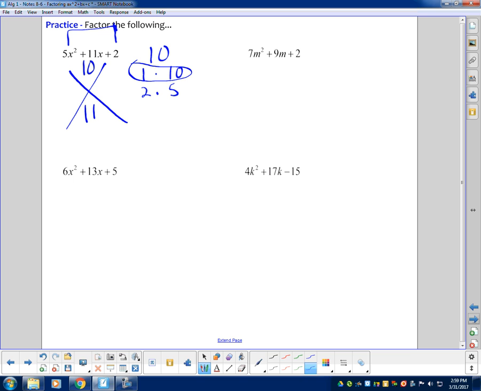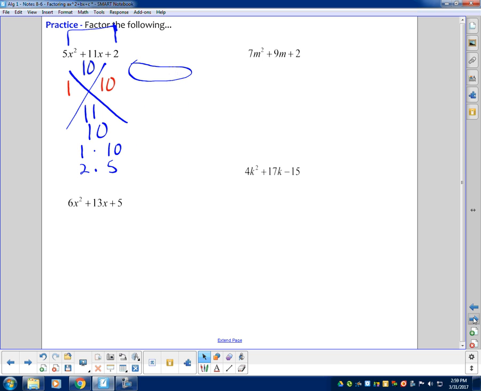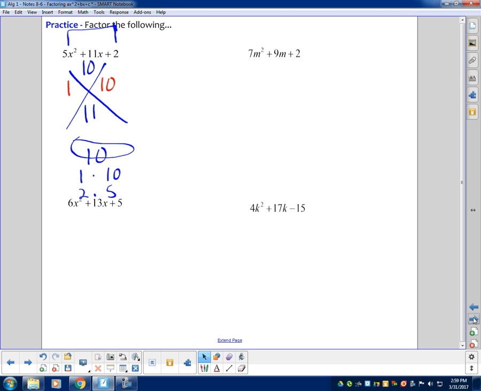So we've got 1 times 10 this time. 1 times 10 multiplied to equal 10, but add to equal 11. So I'm going to put a 1 and a 10 here. All right. So move this over. Move that down just a little bit more.